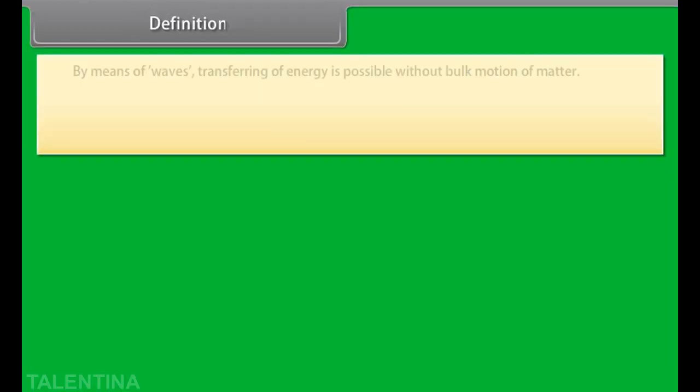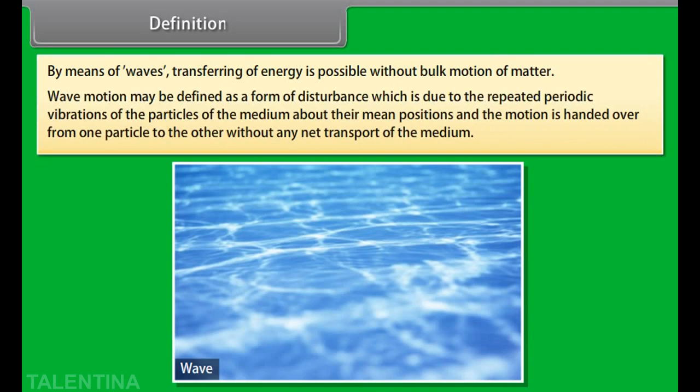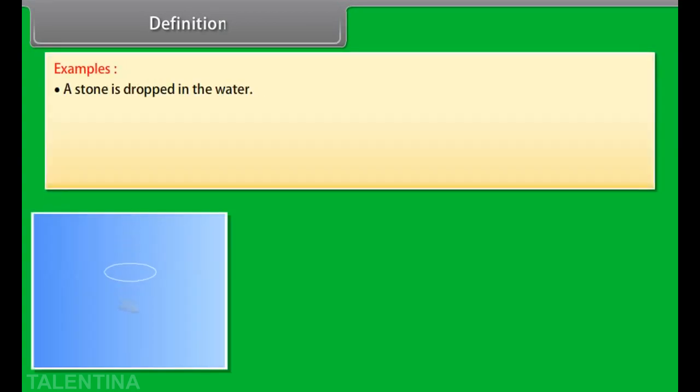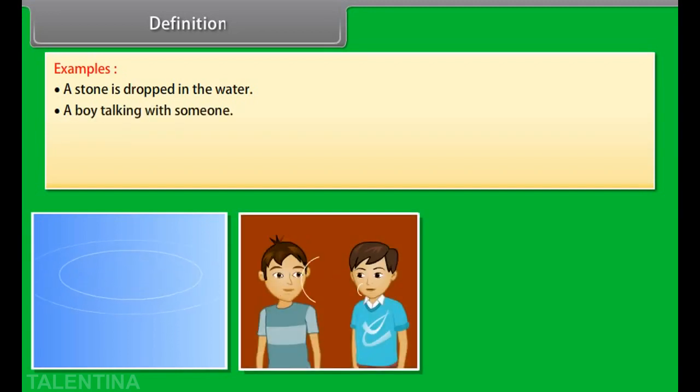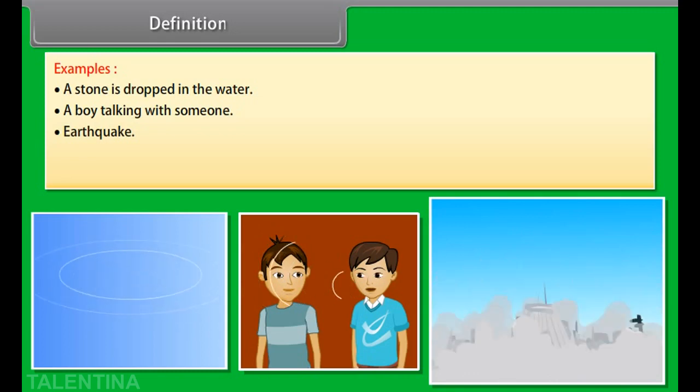Definition. By means of waves, transferring of energy is possible without bulk motion of matter. Wave motion may be defined as a form of disturbance which is due to the repeated periodic vibrations of the particles of the medium about their mean positions, and the motion is handed over from one particle to the other without any net transport of the medium. A stone is dropped in the water, a boy talking with someone, earthquake are some examples of wave motion.